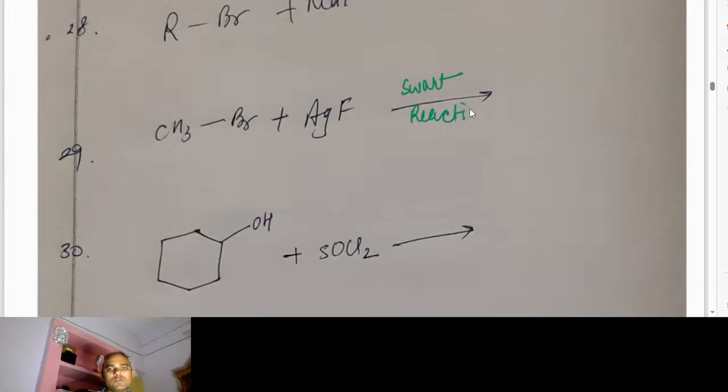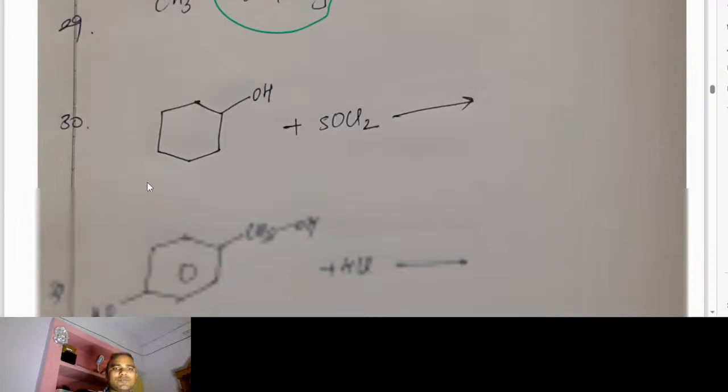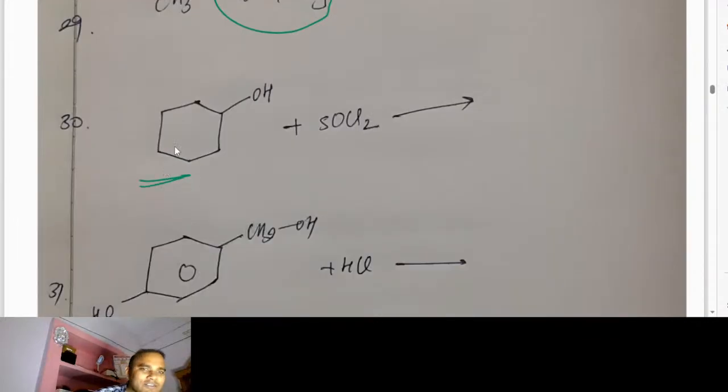So friend, how to solve a reaction? AgBr will be out, student, and here is CH3F plus AgBr as it is out. Next one, student, here is the alcohol. Sometimes students think this is a phenol, but it is not a phenol because here there is no alternate single and double bond. This is not the benzene ring, it is cyclohexanol, student.